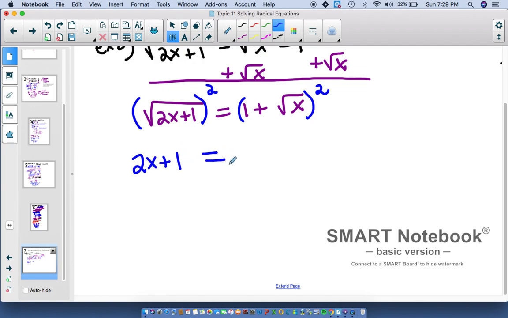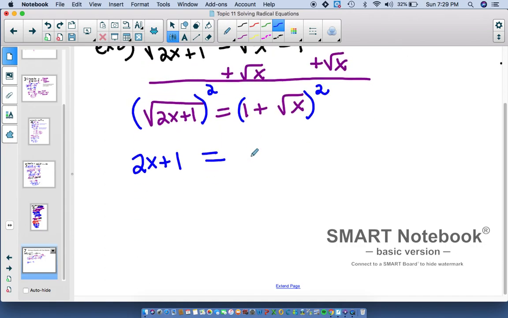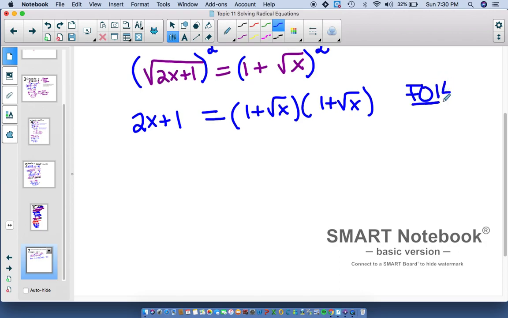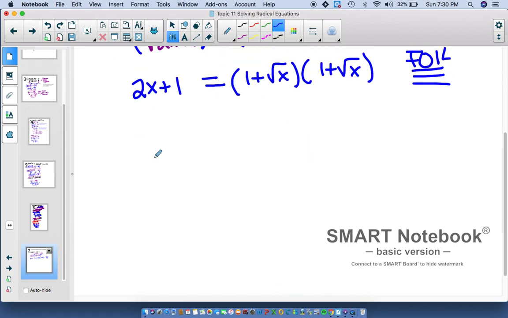Okay, now the other side is ugly because basically you have to FOIL this, because 1 plus square root of x quantity squared means, what that means is the following. It means 1 plus square root of x times 1 plus square root of x. So we have to FOIL. Okay, so let's leave. My goodness. Today is not my day. Okay, 2x plus 1 equals.